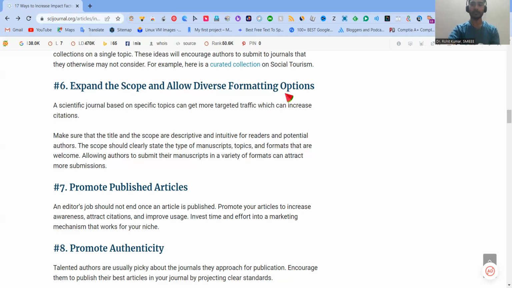And this formatting is not talking about the standard or a particular format only. It is also talking about in which specific writing options you are submitting your manuscript. For example, some people might be submitting in the LaTeX format, some people might be submitting in the Word format. So that is also the diverse formatting option.